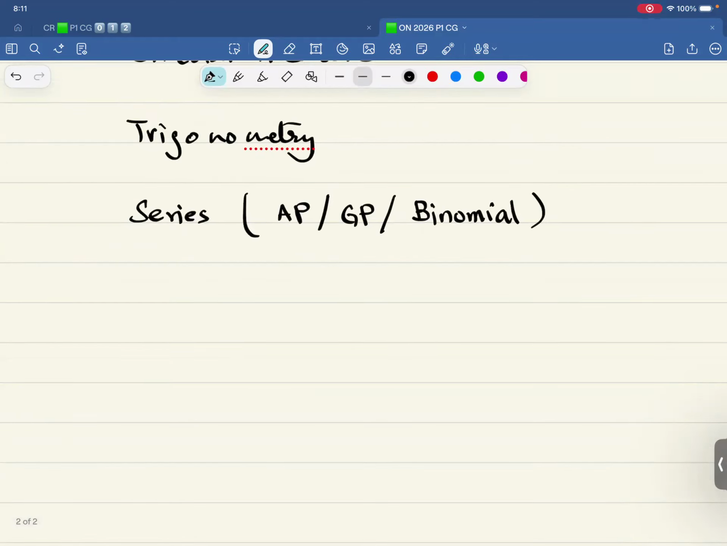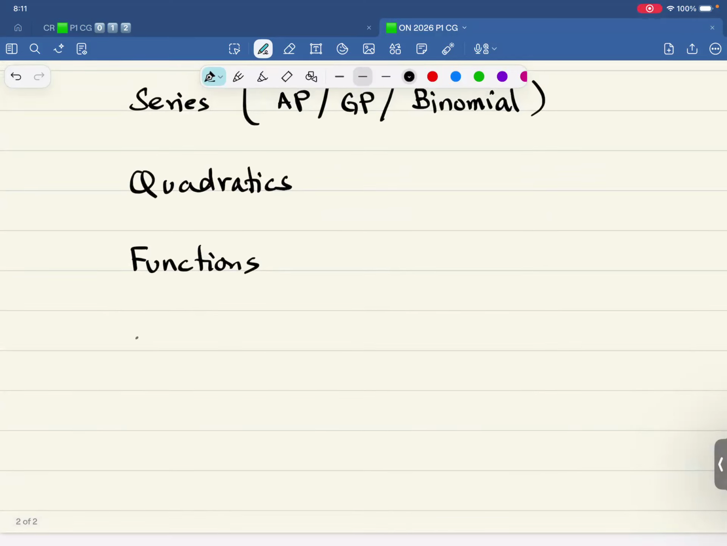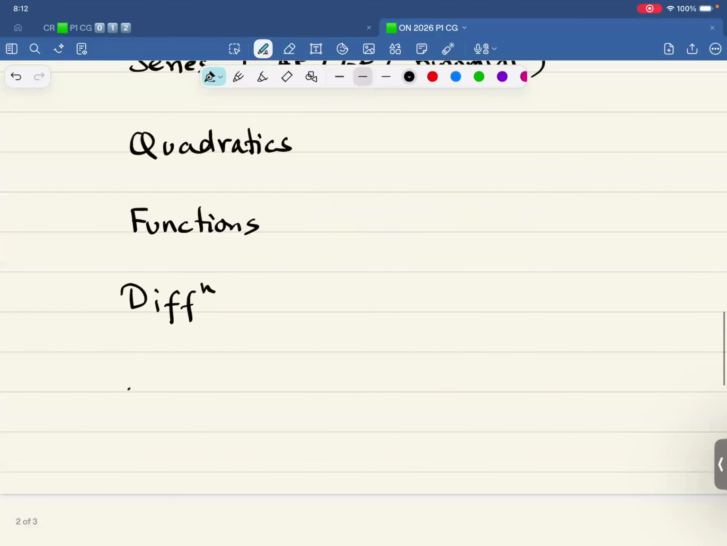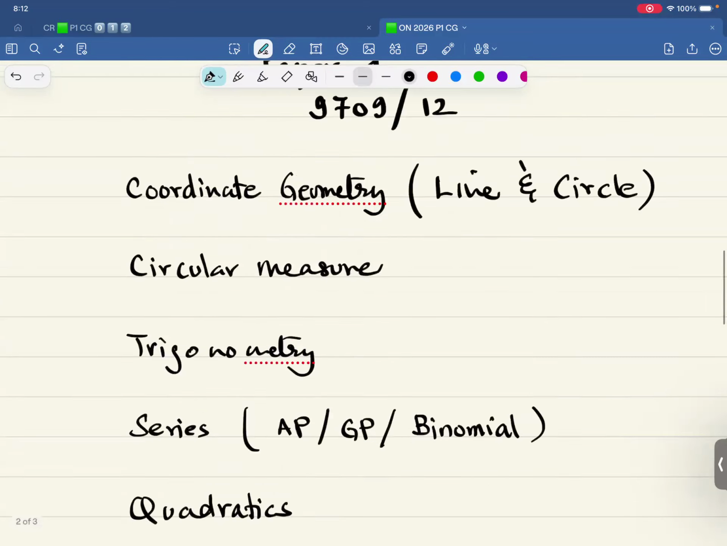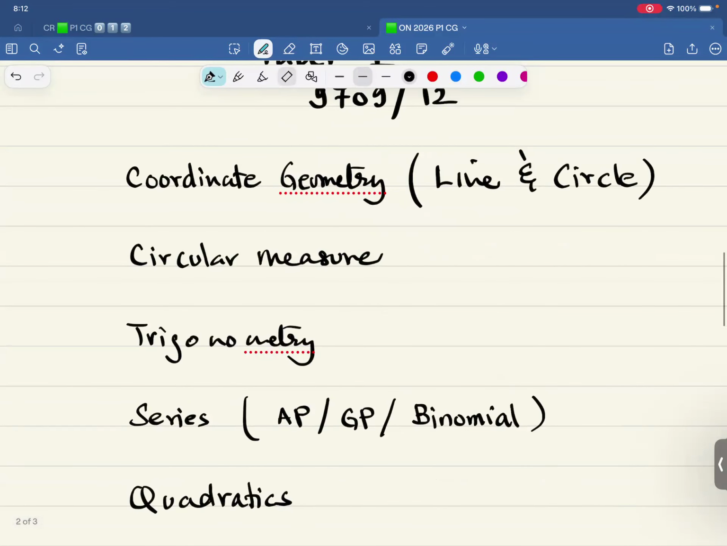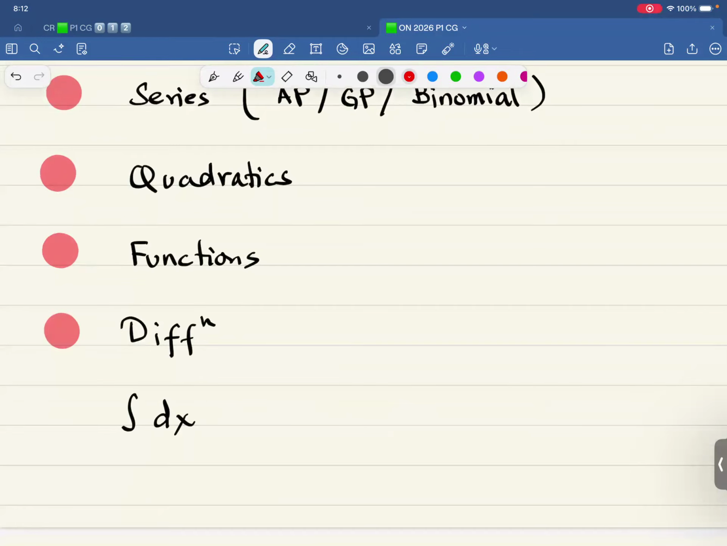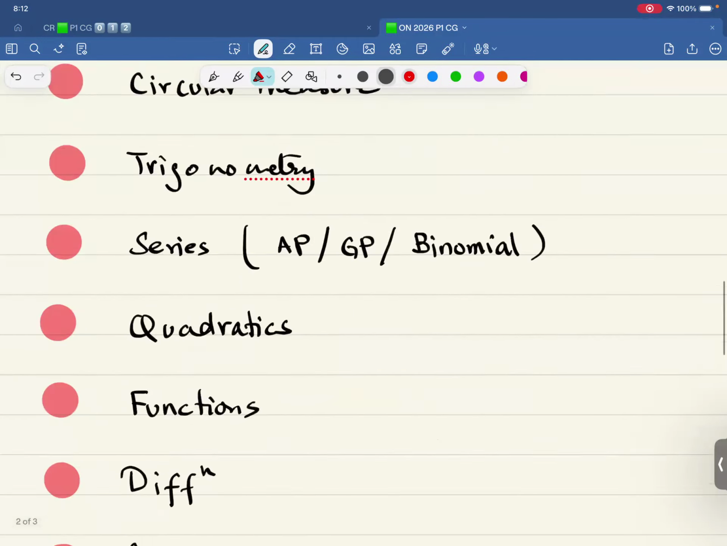Then we can talk about quadratics. We can talk about functions. We can talk about differentiation. And we can talk about integration. So these are the main topics over here, 8 topics. Let me label it. So now this is 1, 2, 3, 4, then 5, 6, 7, and 8. These are the 8 major topics.